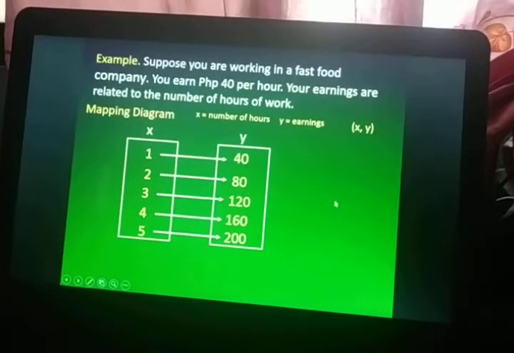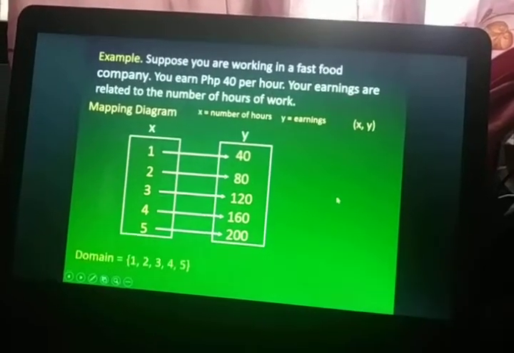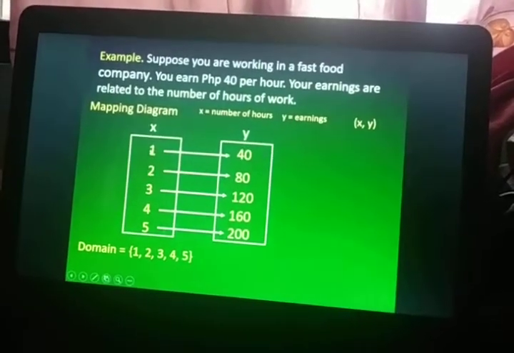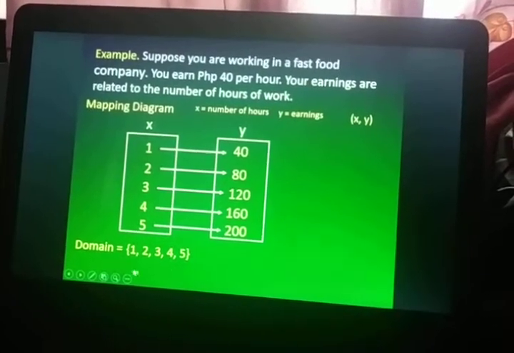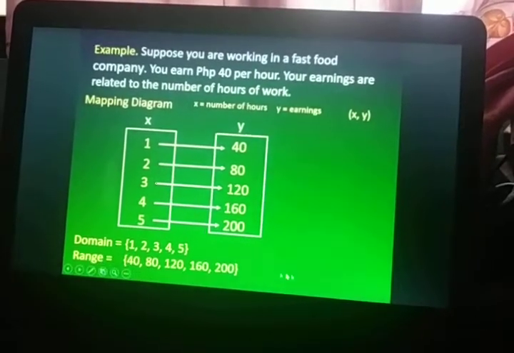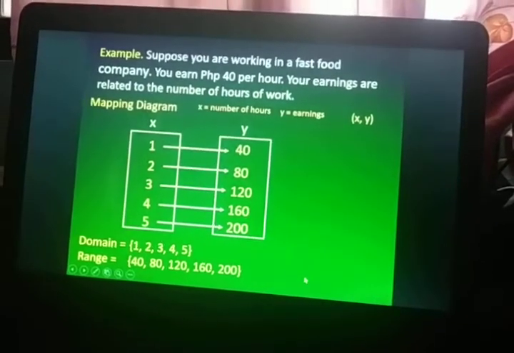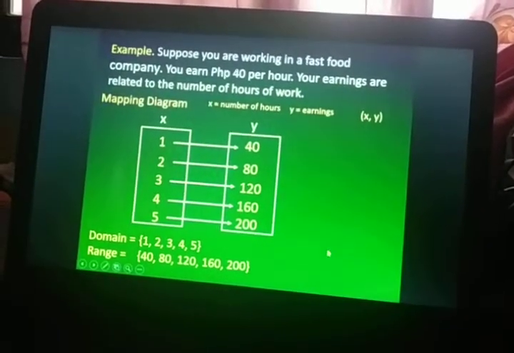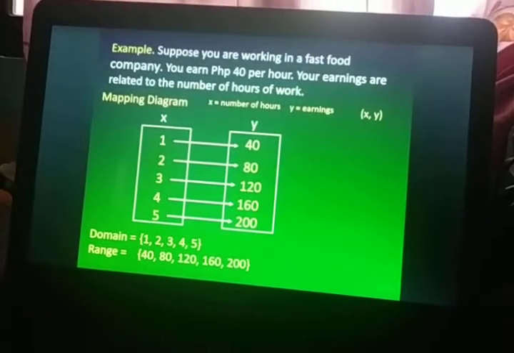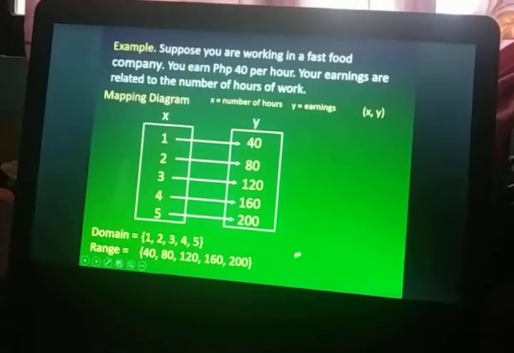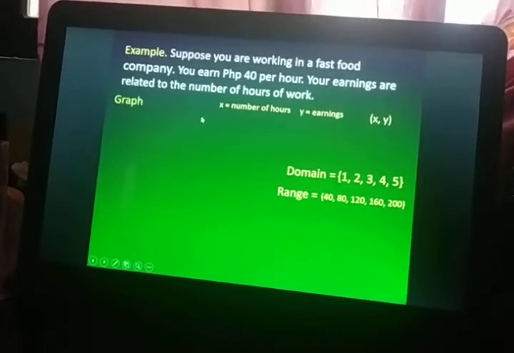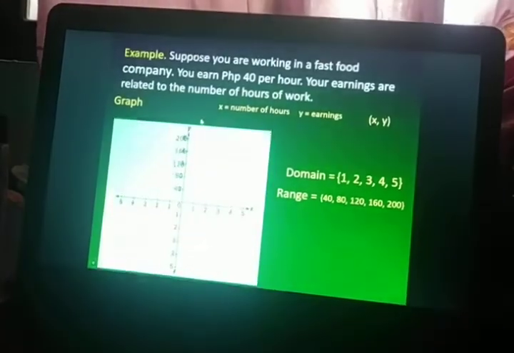Okay, and so still the domain is under the x values, the first coordinates or abscissa, 1, 2, 3, 4, 5. Don't forget to use braces. For the range, also the second coordinates or the ordinate or the y values. Easy, right? We're finished with set of ordered pairs, table or tabular method, and then we have mapping diagram. Next, you'll have the graph. If we will graph this, it will look like this.